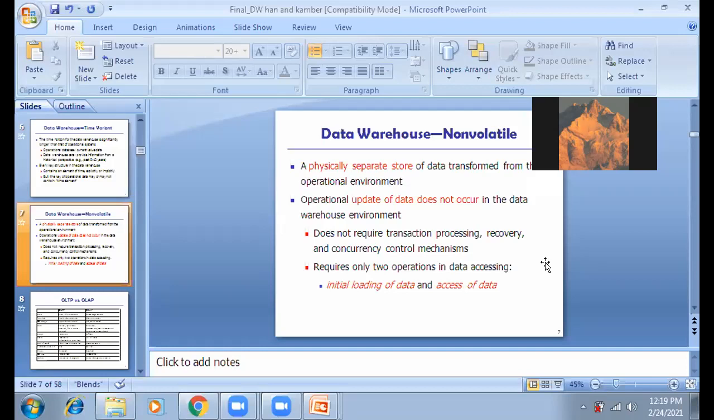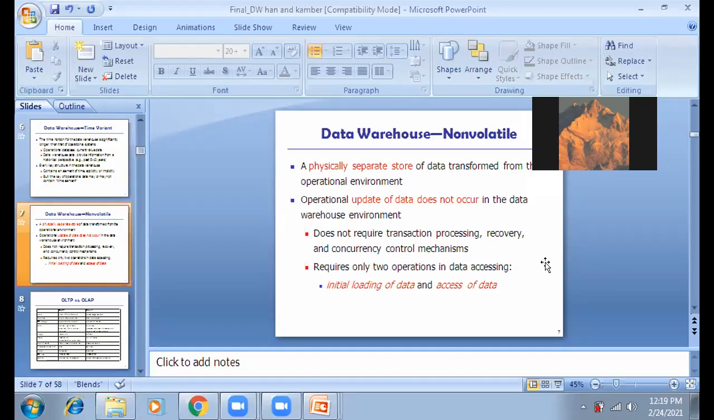So we require a recovery mechanism scheme. We require a concurrency control management scheme so that two transactions should not cause inconsistency of data. Okay, it should be consistent. So this kind of situation is not arising in data warehousing because data warehousing uses a physically separate store. It is not connected with the operational database store. Operational database store is different. Data warehouse store is different. So that's why in a data warehousing store, it does not require any sort of transaction processing management or any sort of recovery management scheme or any sort of concurrency control management scheme.